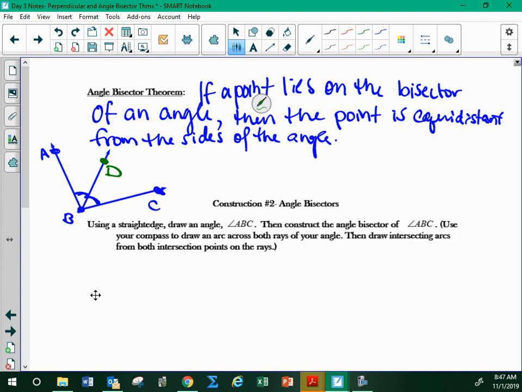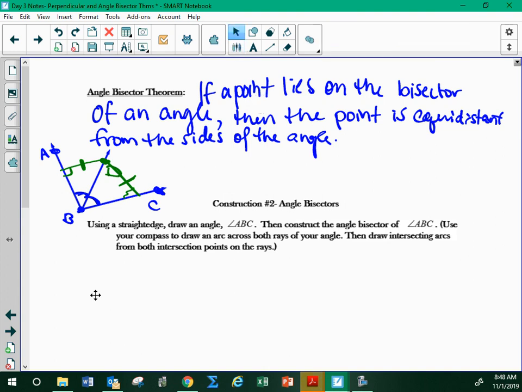According to this theorem, the point is equidistant from the sides of the angle. So notice here we're going from a point to a line, or a ray rather. When we talk about the distance from a point to a line segment or a ray, we always go to the shortest distance, which is the perpendicular distance. So you just want to draw straight from here to your sides. I'm going to put that it's perpendicular just so you know I did the shortest distance. So it says that the point is equidistant from the sides of the angle. So then what I have is that this is congruent to this.